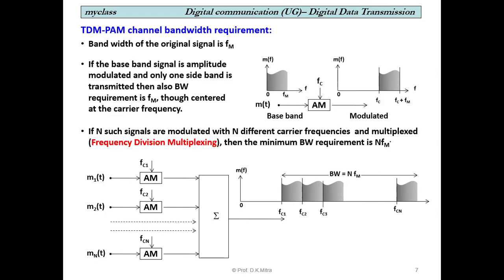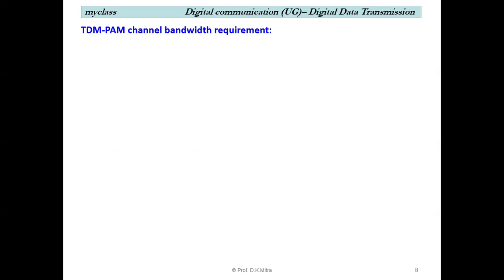That means your total bandwidth required of the channel is n FM. Clear? Instead of digitizing, if you do analog communication with frequency division multiplexing, and you send n baseband signals each band limited to FM, then you need a channel of bandwidth n multiplied by FM. That means if you have 10 signals, you need 10 FM. Fine. Now let us see what happens if you do digitization.